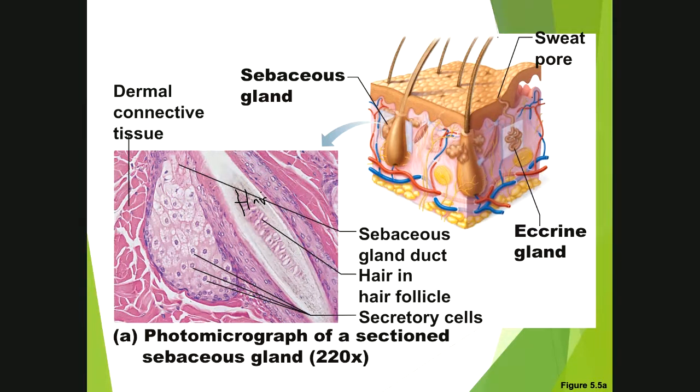So here's the hair in this picture, and there's the gland. And it's actually easy to see the shape, and it's easy to see these small cells down here that are dividing. And then look, they get a little bit bigger, and they get a little bit bigger, and they get a little bit bigger until they finally pop.